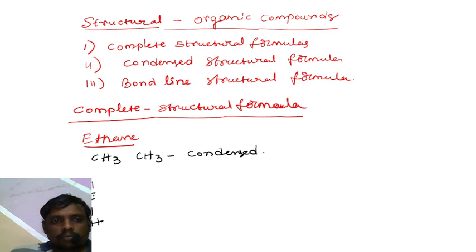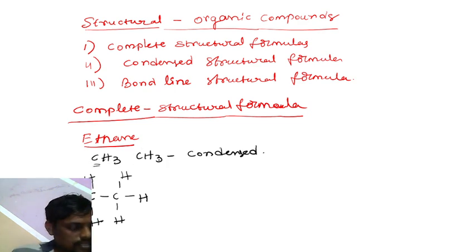So the main atom is carbon. How many hydrogens are there? Total 6. And the hydrogens I am mentioning here. For the first CH3 I have taken like this, and for the other CH3 I have mentioned like this, which is the complete structural formula.